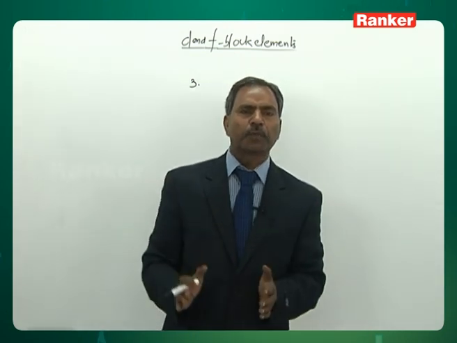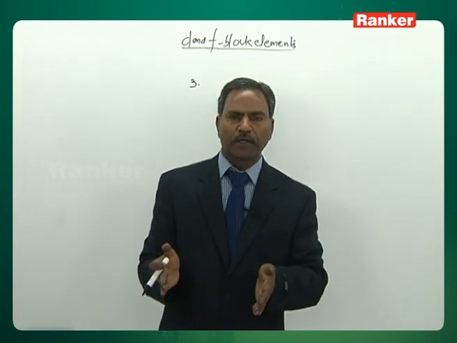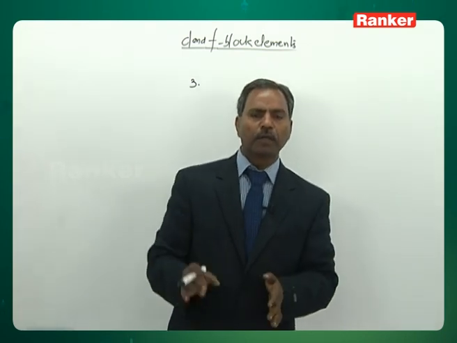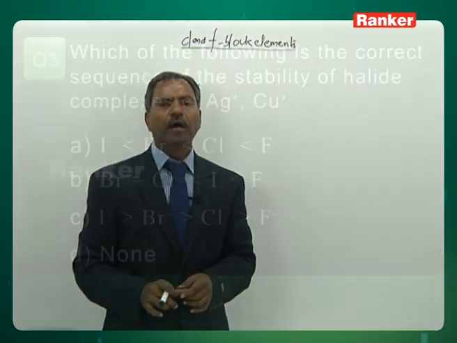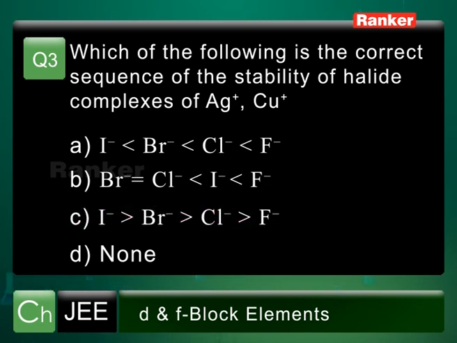A product produced by a soft-soft or hard-hard combination is found to be more stable. Because of this, option C is correct here. So the answer is option C.